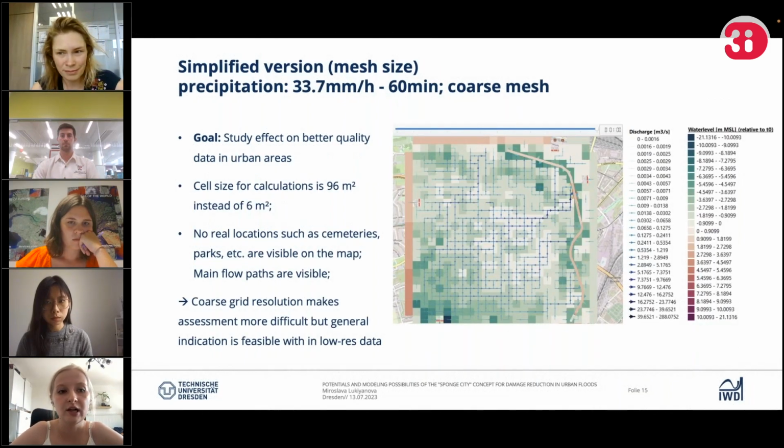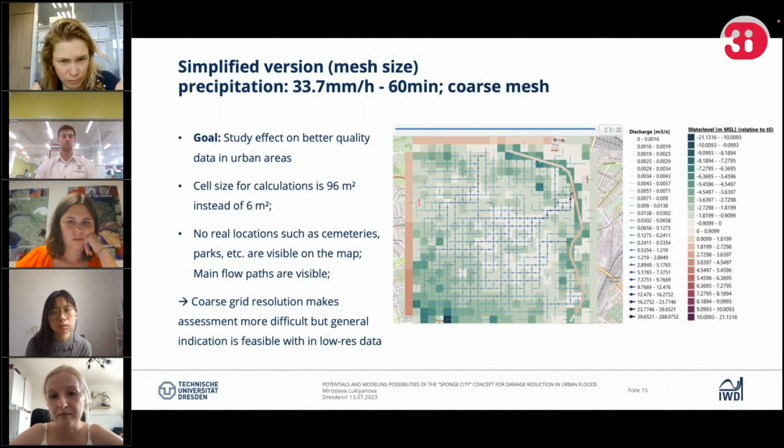Another one was with a raw grid. On this plan, we can better see the arrows, which show us the flood lines. Nevertheless, it's pretty hard to find out what exactly they show us and where the real areas are, like parks, cemetery, and so on. This part of the simulation was a bit faster than the other ones because of such big grids. Nevertheless, it's not really useful.